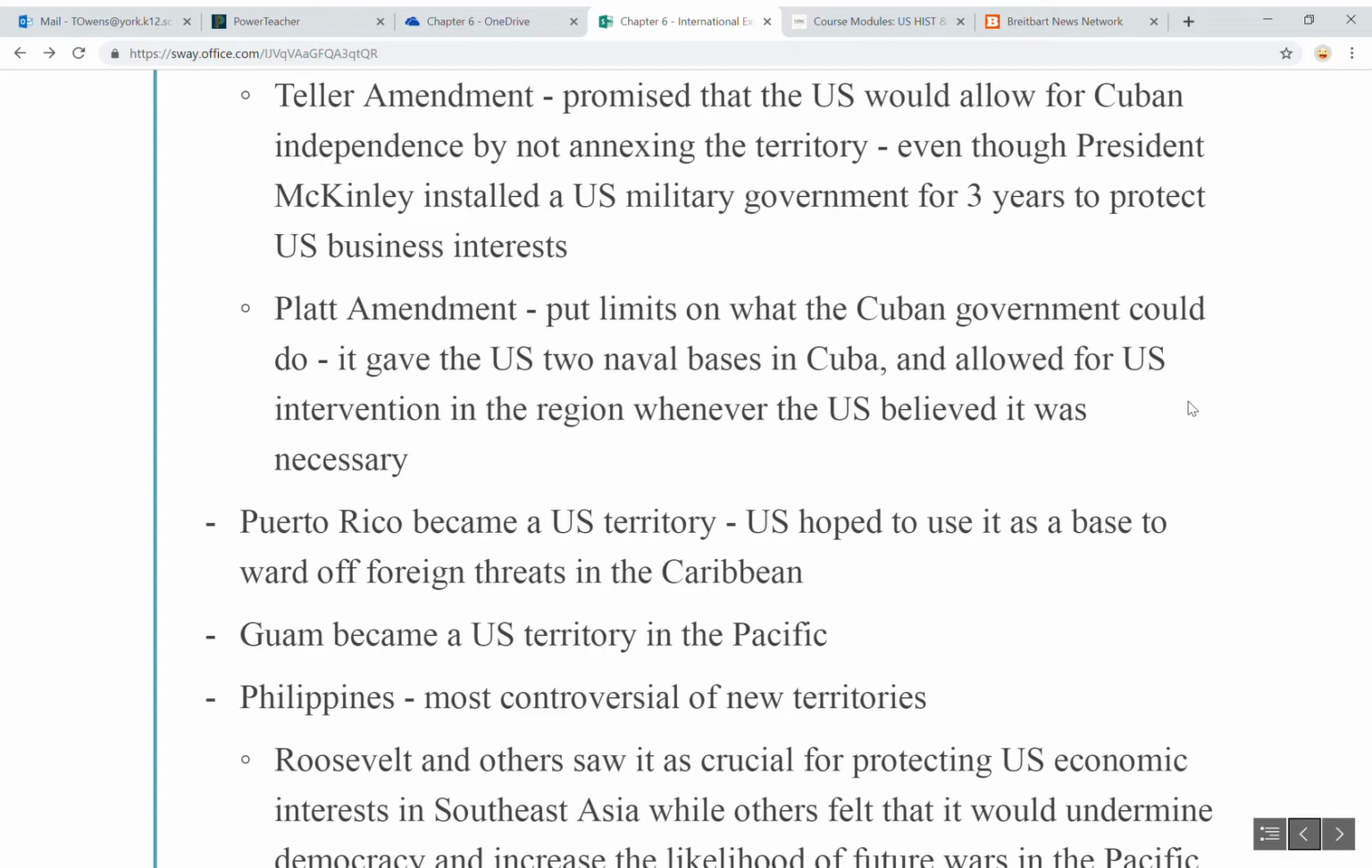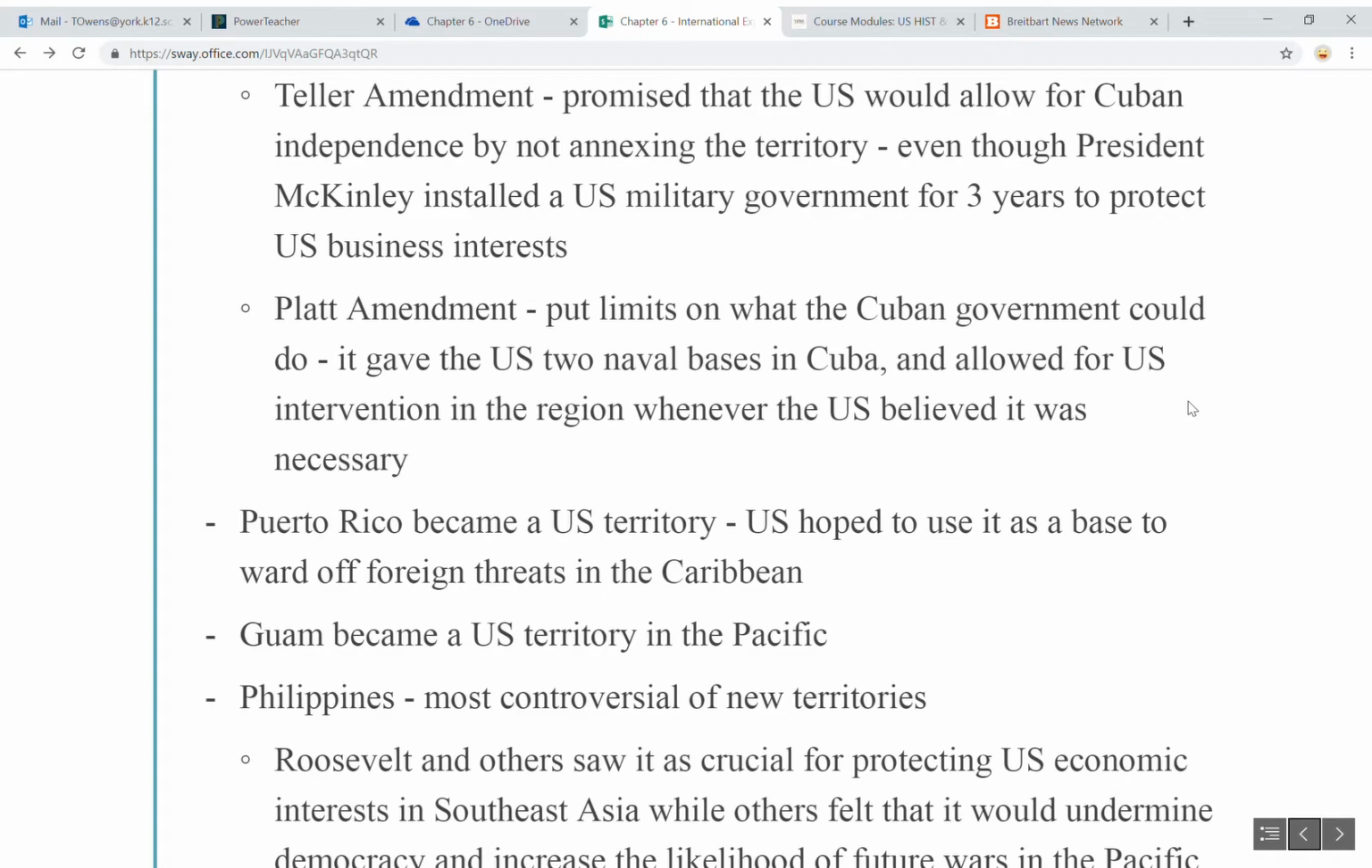Also, as a part of the Treaty of Paris of 1898, the Platt Amendment is added, and that's going to put limits on what the Cuban government could do. We gain 2 naval bases in Cuba. One of those would be Guantanamo Bay, and also we essentially take the right of intervention. We have the right to intervene in this area if we believe it's necessary. So we don't own it. We don't kind of bring it into the United States, although we have a good bit of control over it.